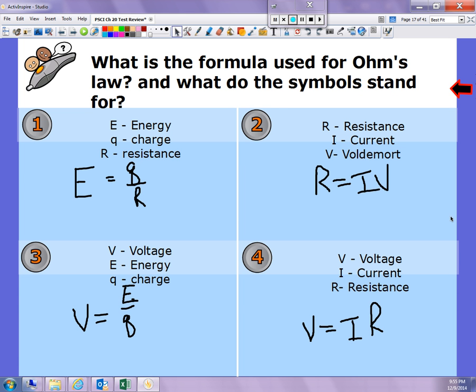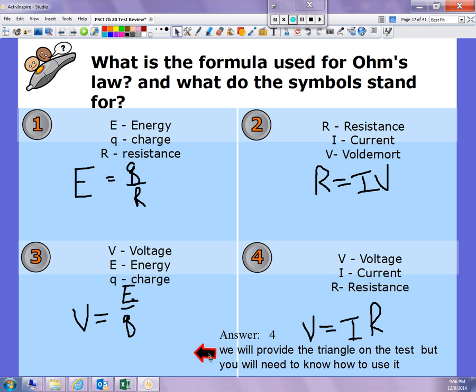Okay, answers? Okay, last call for answers. Okay, so the correct answer is number 4. We provide the triangle on the test, and the triangles, remember, oh, that one's not up on the sidewall, but I will have it up for you before tomorrow. But we provide the triangles.